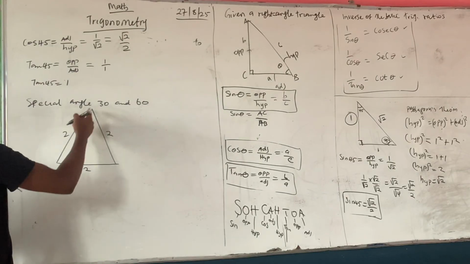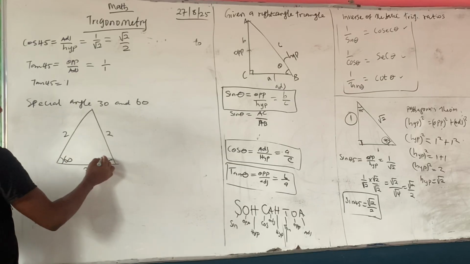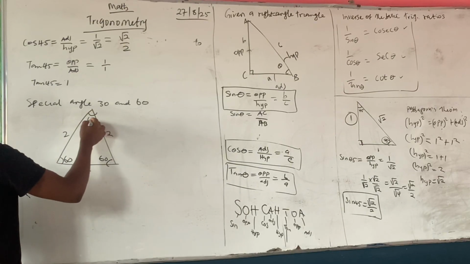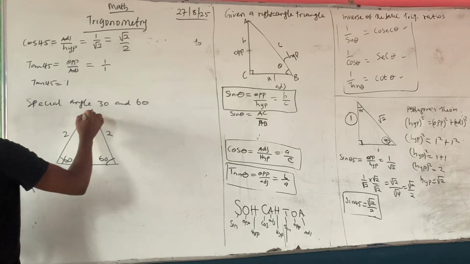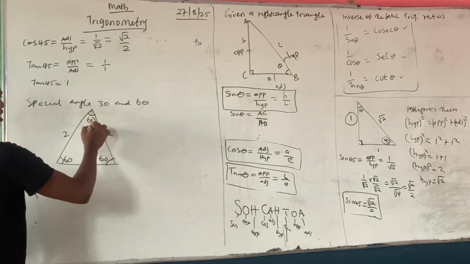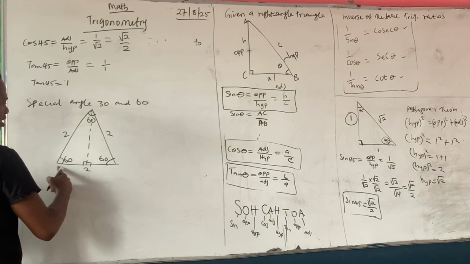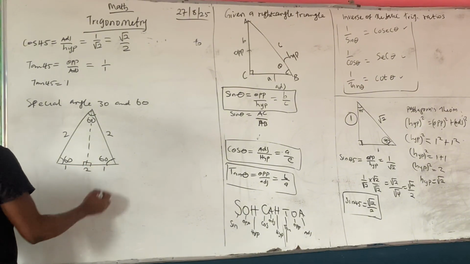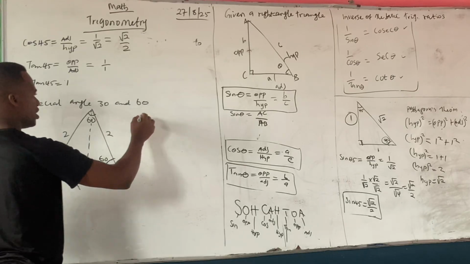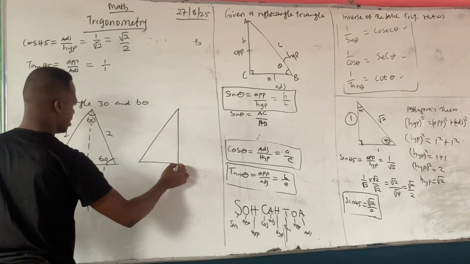Okay? Remember that for an equilateral triangle, each of the angles is 60 degrees, 60 and 60, because the sum of angles in a triangle is 180. And then let's bisect this angle here to get 30. This line will also bisect here and here. So if from here to here is 2, from here to here is going to be 1, and here is going to be 1. So if we take out one of the triangles that we just formed by cutting it out, we're going to have something like this.